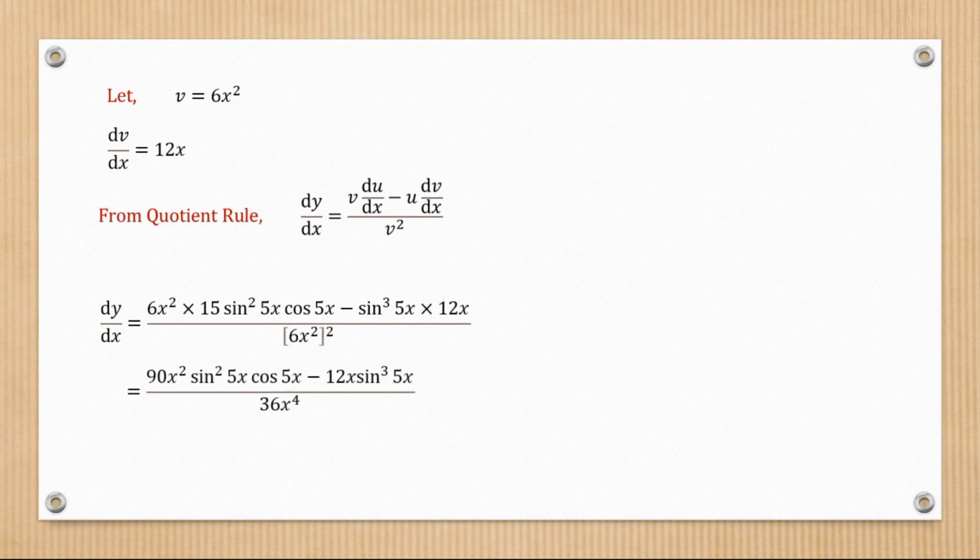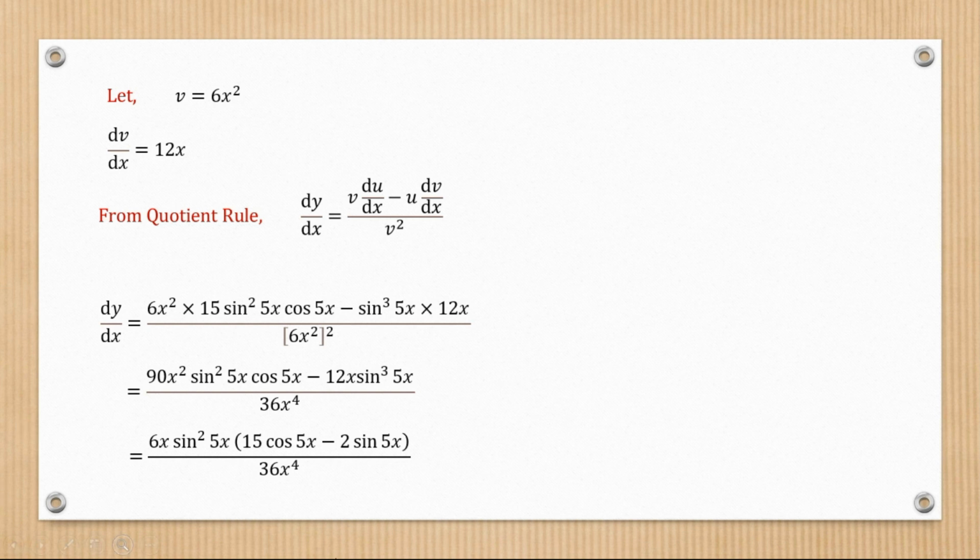Now when we expand this, we can see that this squared and that squared will end up with 36x to the power 4. And then right here, when we multiply the different values, 15 times 6 is 90. So we remain with 90x squared times sine squared 5x cos 5x minus 12x sine cubed 5x. Then we can factorize out some values from the bracket. We can factorize out 6x sine squared 5x, and that's what we're left with in brackets.